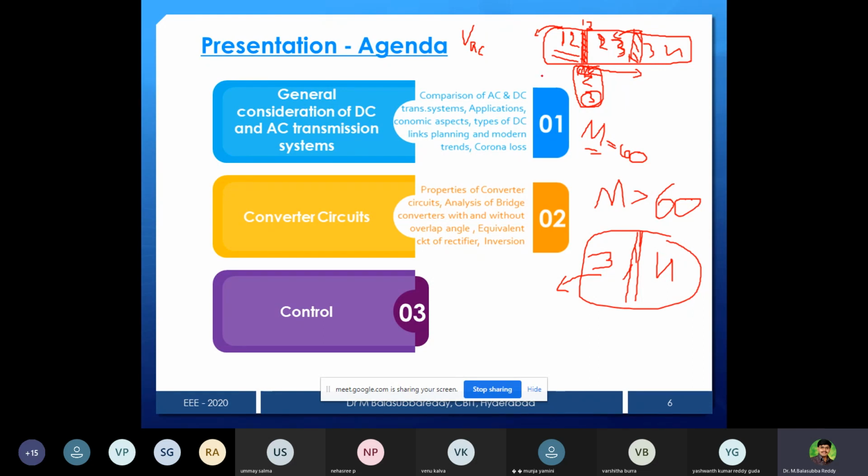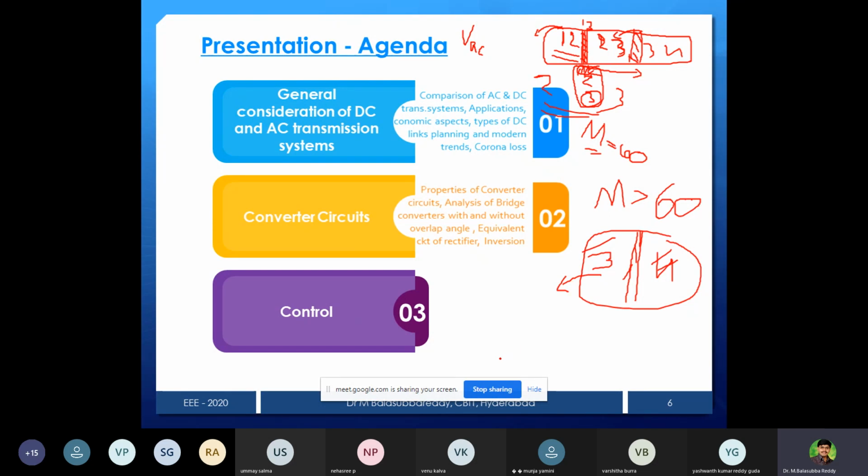So there is 2 valve conduction here and then 3 valve conduction. That is for overlap period less than 60 degrees. Here the overlap period is greater than 60 degrees, so you have to consider 3 valve conduction and 4 valve conduction like that. So that is the effect of these things.